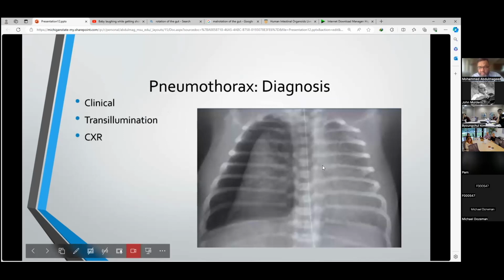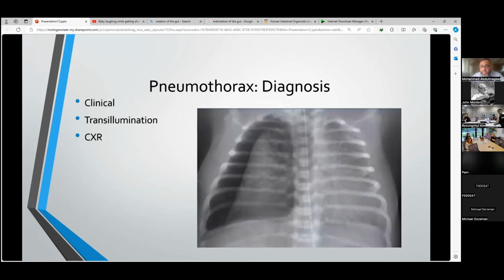This is a chest X-ray. As you can see, the left lung is normal. I mean, it's not completely normal. This is RDS; you can see the lung field is very hazy on the left side, but there is no pneumothorax on the left side. On the right, you can see the lung pushed away by the air. This is air, so what we need to do is put a needle and aspirate.